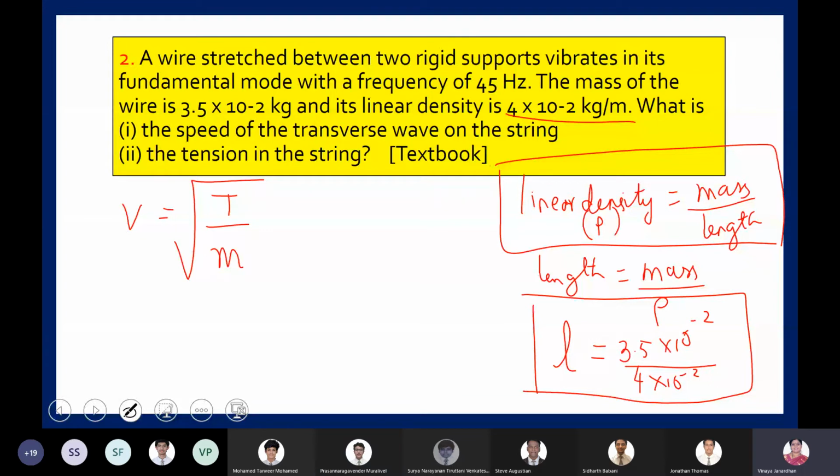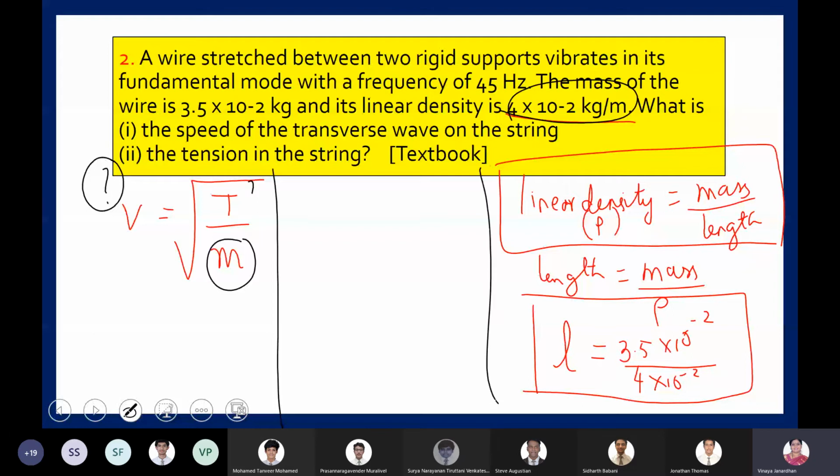Now I can find this only if I know the value of the tension. Do I know the value of the tension? Is the tension given? If I want to find V, anyway, mass per unit length I can see here. If I want to find these two, I should know what the tension is. How will I find the tension? Okay, this is a fundamental mode. So what is the frequency?